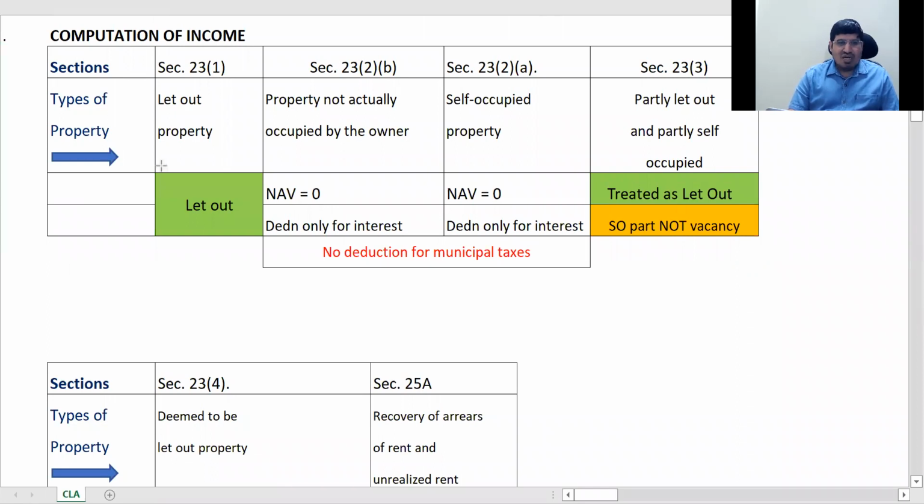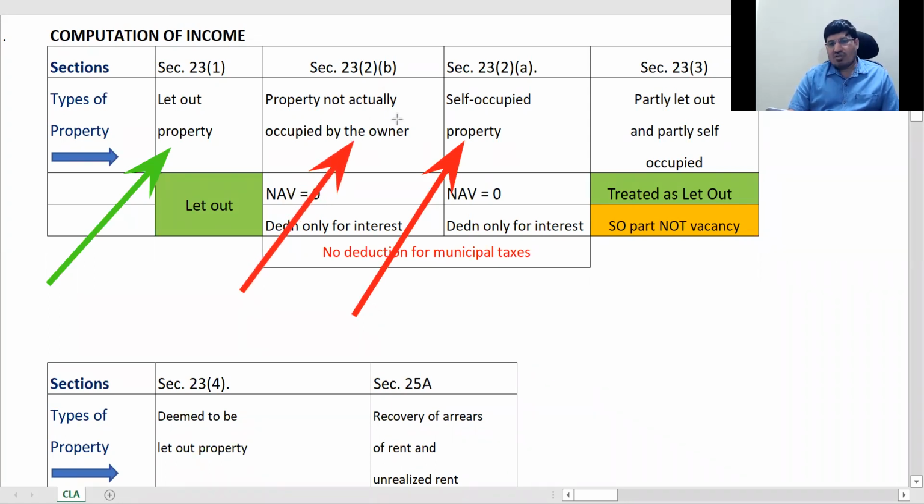So one is let out house property. Okay, then you have got self-occupied house property and property not actually occupied by owner. This is because of the reason of his employment, business or profession being in some other place or city. Okay. So treatment for both these is same. That's why I put both under red line. Okay. Then next is partly let out and partly self-occupied. Okay. So in this case, what happens is whatever is let out, it is treated as let out. Just for self-occupied, that section is treated as self-occupied. So we'll see that. Okay.